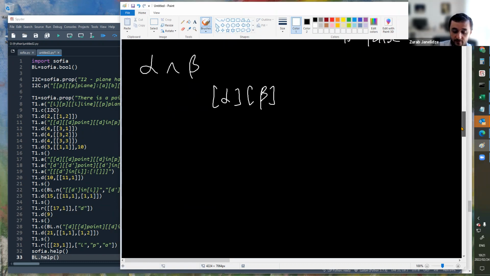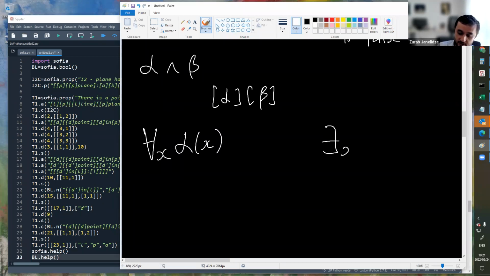By the way, talking about first order logic, in first order logic, we have these quantifiers. Let me show you how these are captured by Sophia. That's another simplification that Sophia does. You don't have to think of quantifiers as something separate anymore.